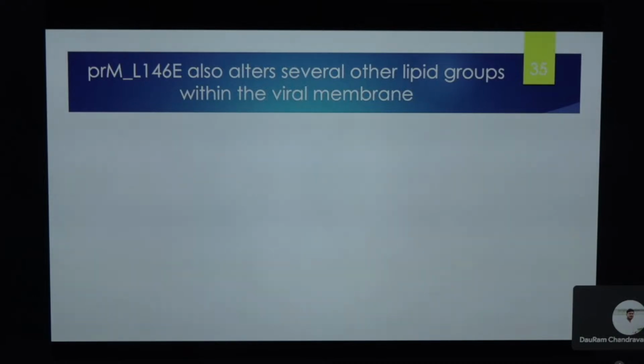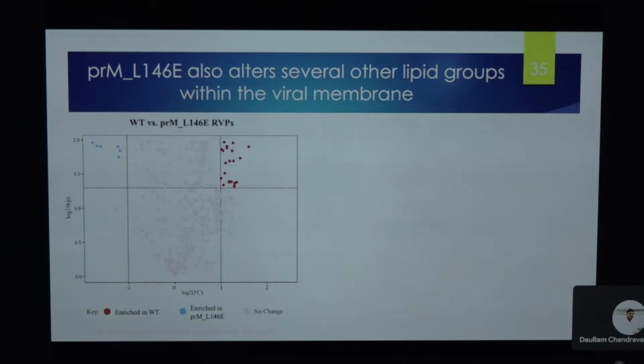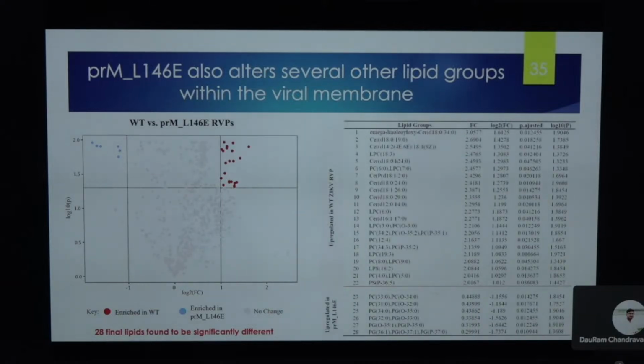And kind of funneling down these 72 different lipid hits even further, we're able to show that 28 final lipids were found to be significantly different between wild type and the PRM L146E mutant. And many of those were actually ceramides, phosphatidylcholines, and then phosphatidylglycerols, so highly negative lipids as well.